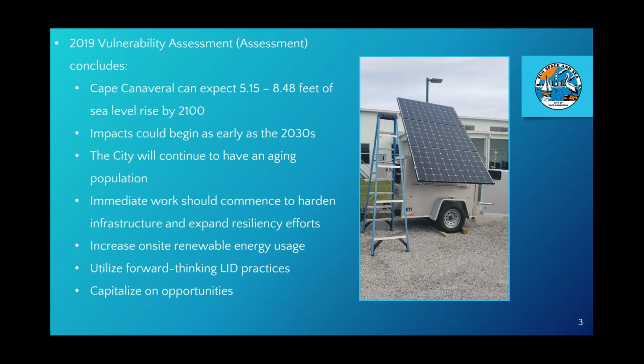The city will continue to have an increasingly older population. It was recommended that immediate work should begin to harden infrastructure and expand resiliency efforts as a whole. It recommended that the city should increase its on-site renewable energy usage for power assurance and continuity of operations, as well as to lower utility cost.